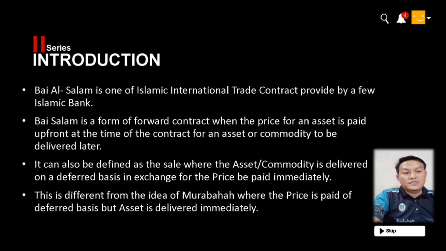Okay, first, introduction. Salam is one of the Islamic international trade contracts provided by a few Islamic banks. Salam is a form of forward contract where the price of the asset is paid upfront at the time of the contract for an asset or commodity to be delivered later. It can also be defined as the sale where the asset or commodity is delivered on a deferred basis in exchange for the price being paid immediately.